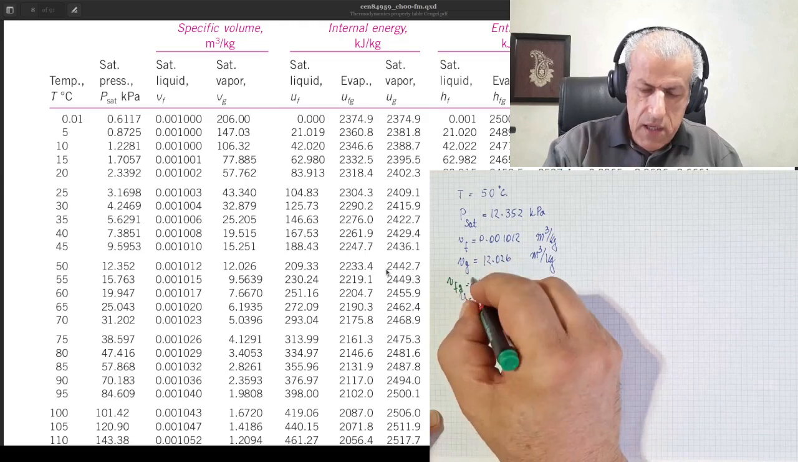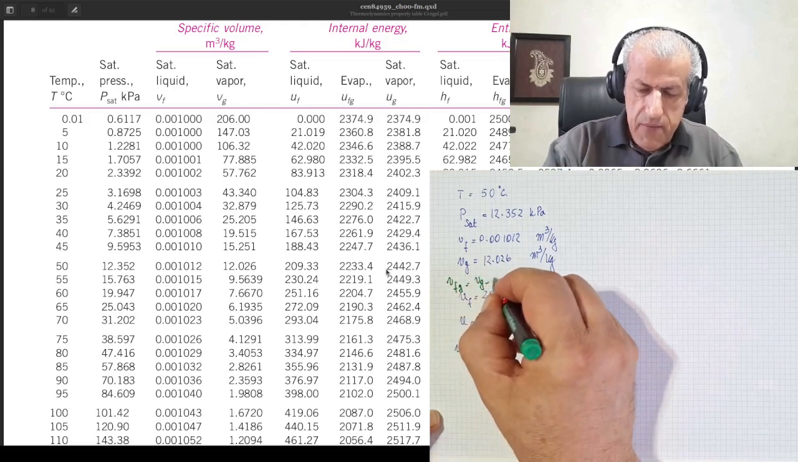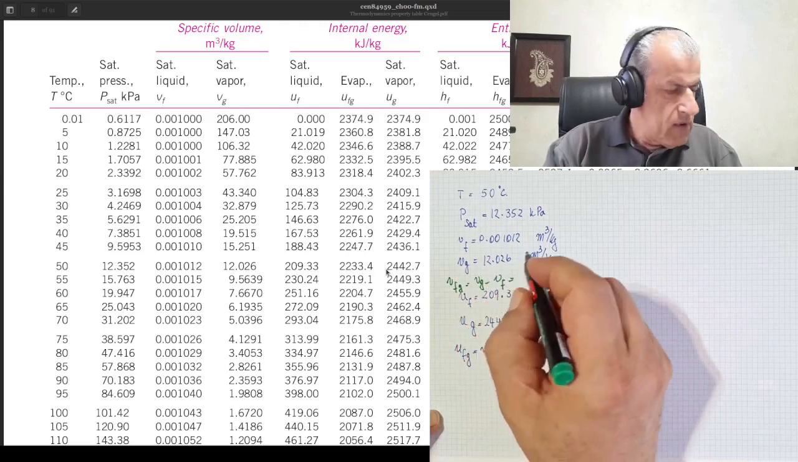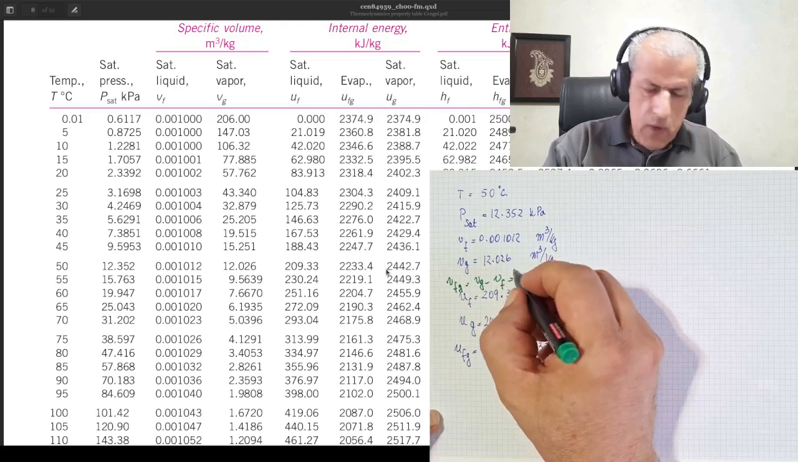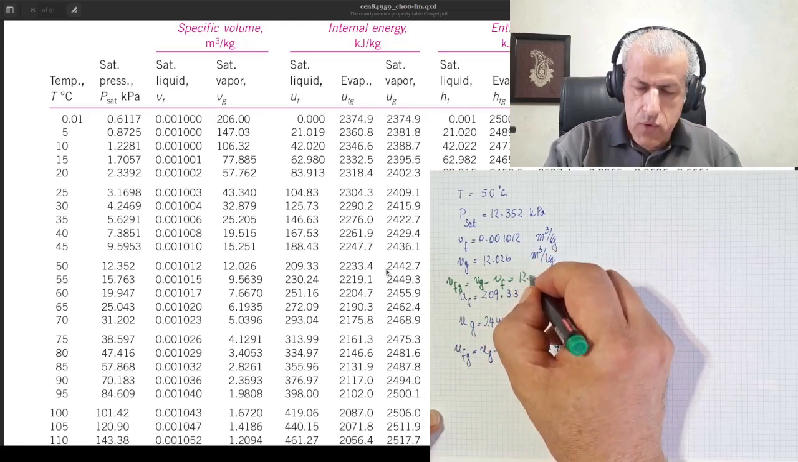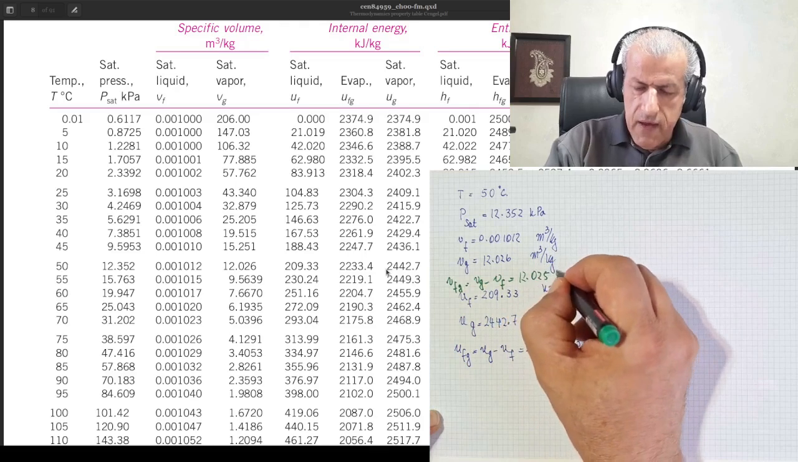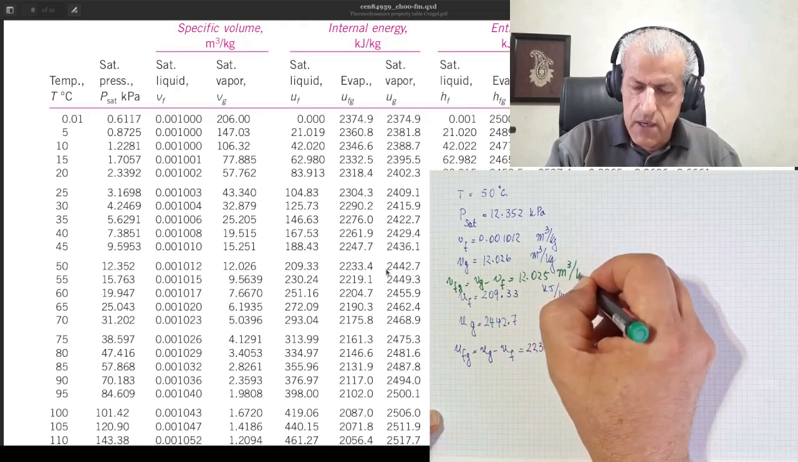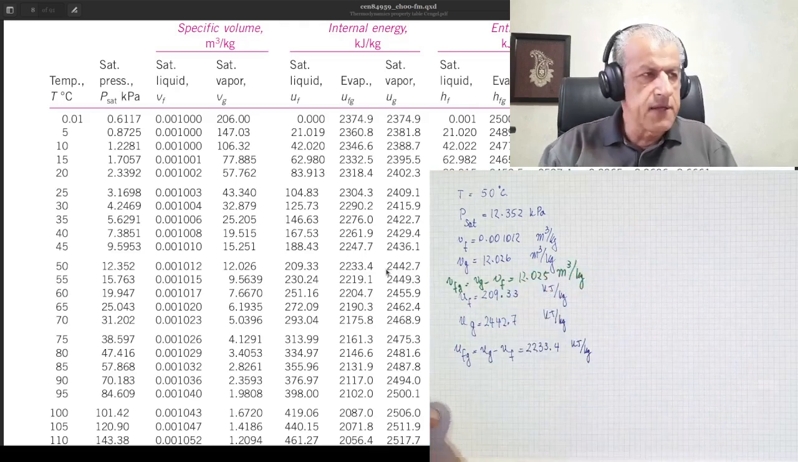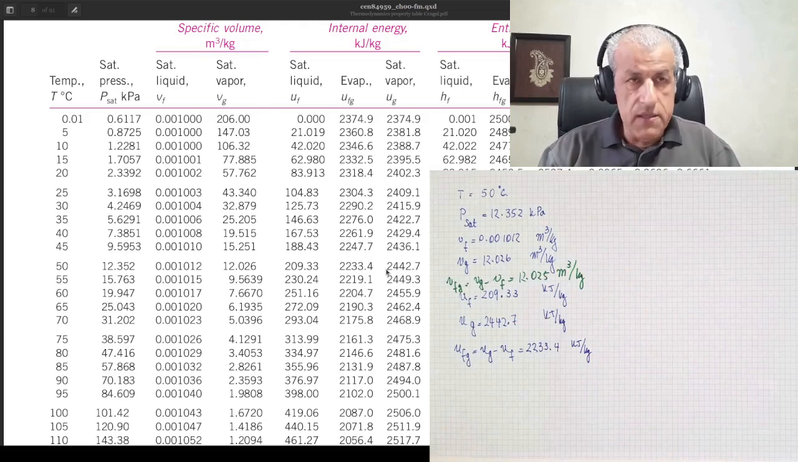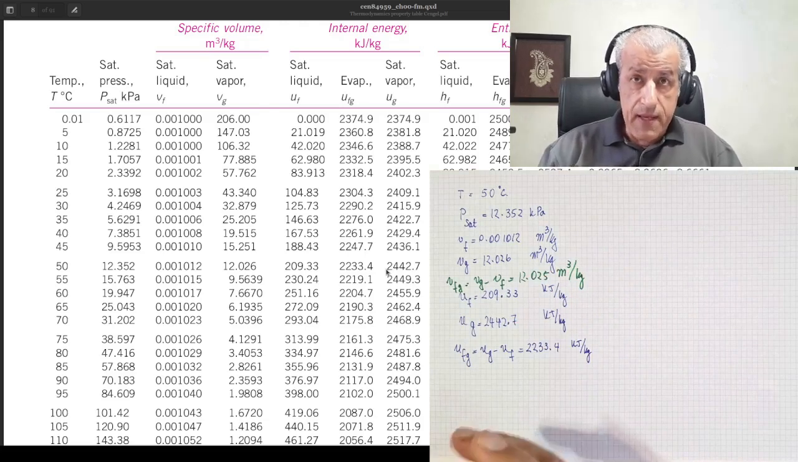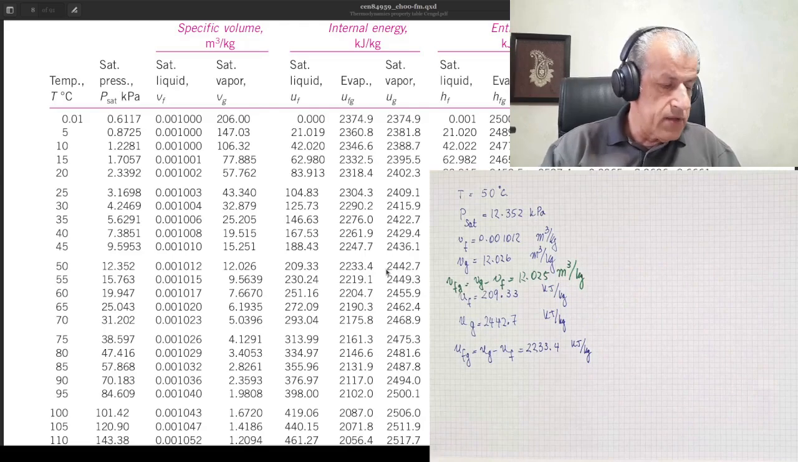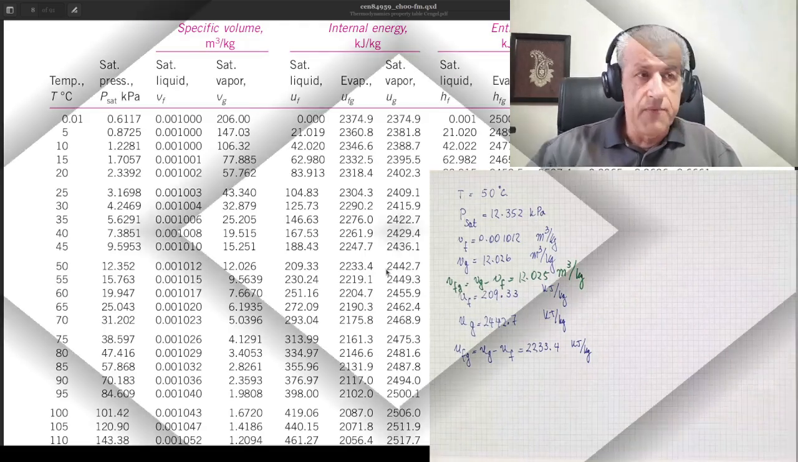VFG equals VG minus VF, which would be 12.025 cubic meters per kilogram. That I have written in a different color since I've calculated it and I have not directly read it from the table.